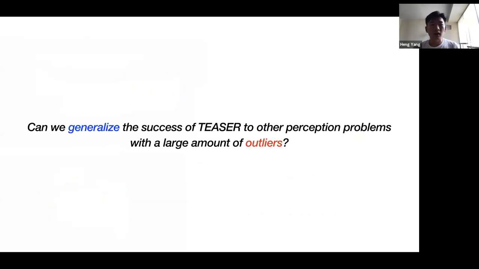Next, I'm going to go to the second part of this talk, where we ask the question: TEASER is very successful in point cloud registration. Can we generalize the success of TEASER to other perception problems where we also have a large amount of outliers? But before I go to this second part, I want to take a short break and ask if there are any questions from the audience.